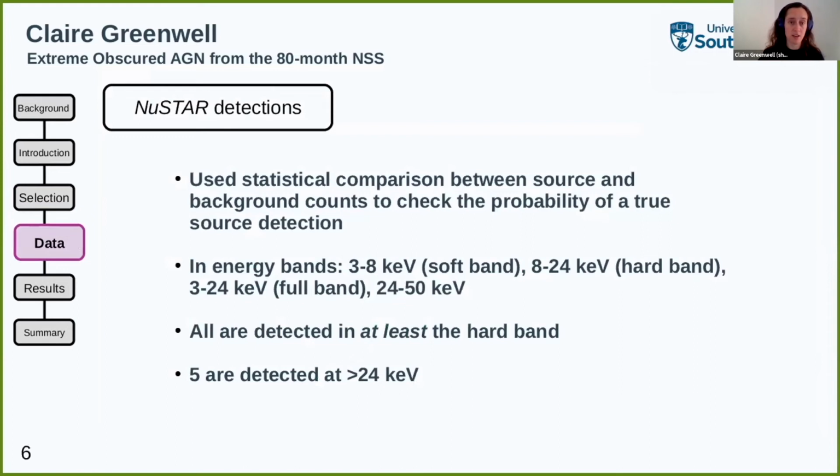So the first step is to check whether they are still detected. We use a comparison between the source and background counts to check whether it is a true source detection. And we do this in several subbands of the NuSTAR range. All of the results that I'll include must be detected in at least the hard band, because that's how you get either a value or a lower limit above our threshold band ratio, which corresponds to approximately a Compton thick likely AGN. And actually a few of them are also detected above 24 keV, which is relatively unusual because the NuSTAR sensitivity drops off a bit as you get to the higher energies. So this is quite unusual and interesting already.